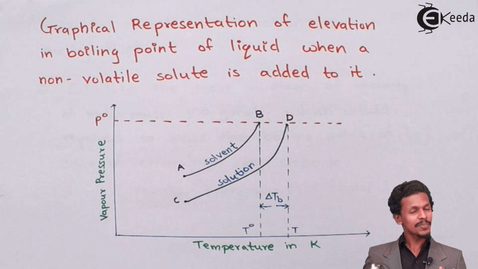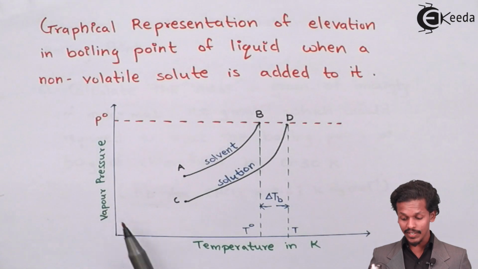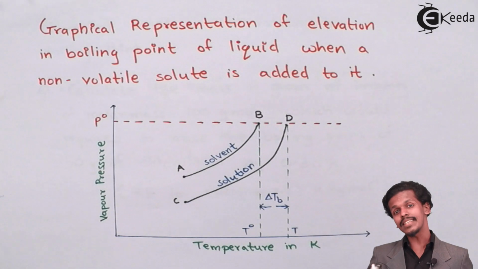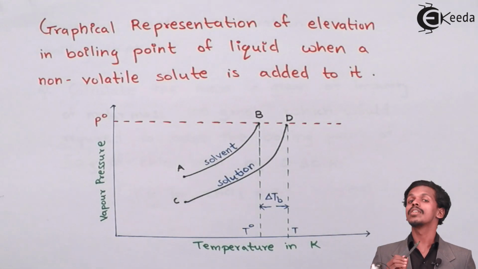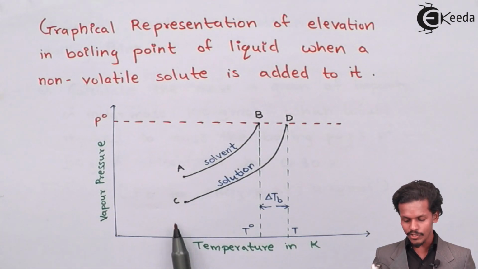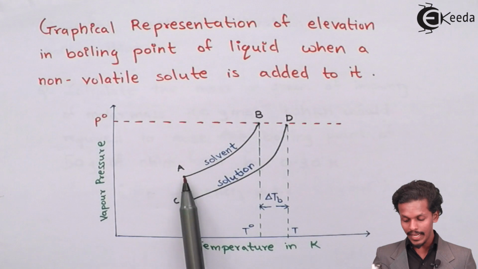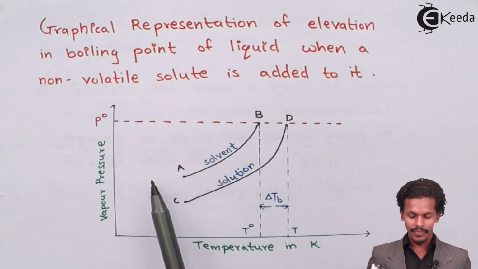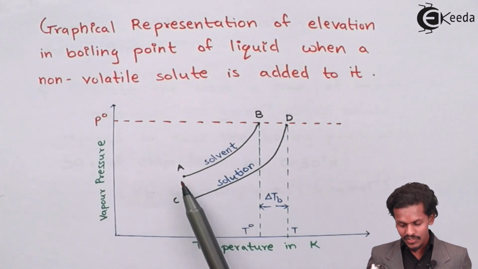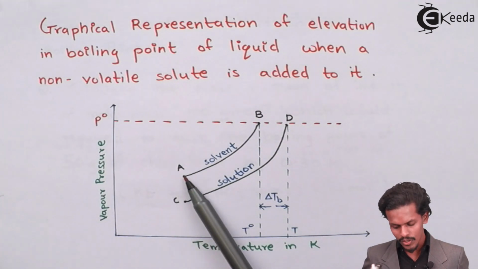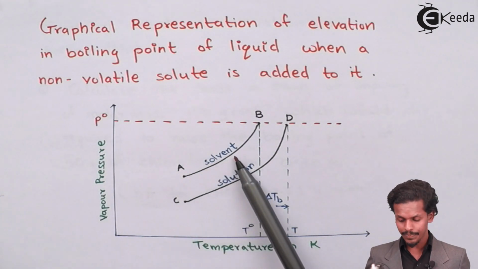So as presented on the screen, there is a graph which relates the vapor pressure and temperature for the solvent and solution. So let us discuss the solvent only initially. At a fixed temperature, as you know, the vapor pressure of the solvent will be higher than the solution, and since we are talking only about the solvent, as the temperature increases, the vapor pressure of the solvent will also keep increasing, and that's true.